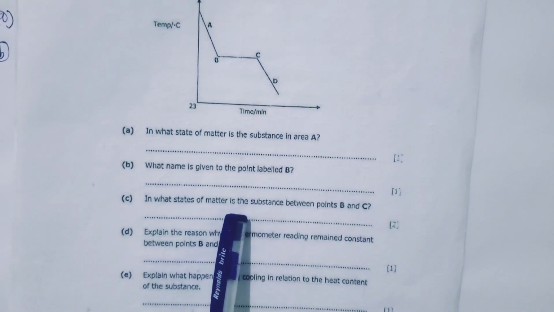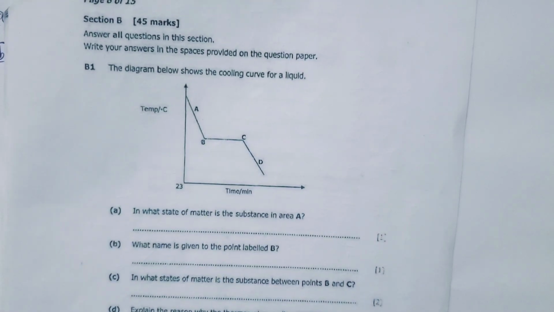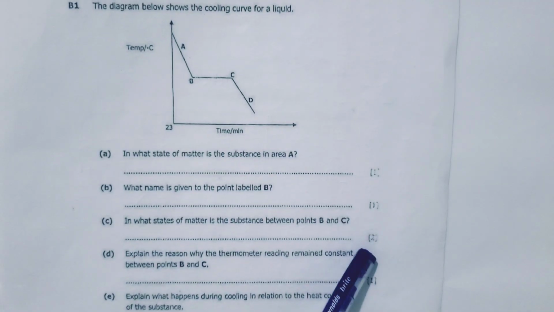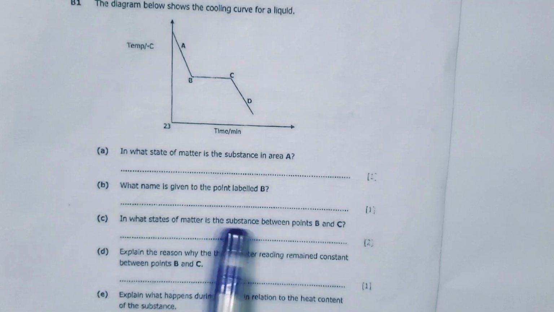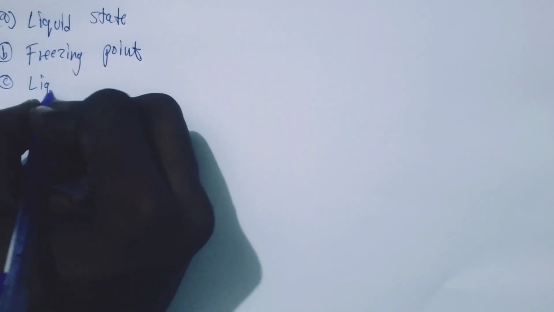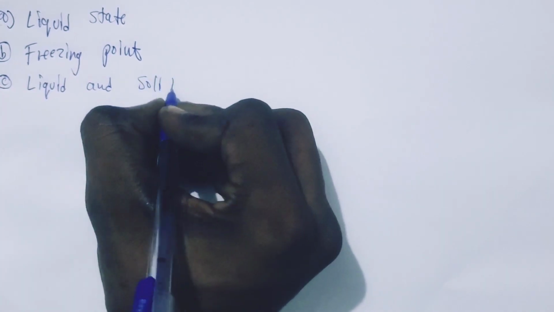Then in what state of matter is the substance between points B and C? So between B and C, what is the state of matter? And this question has 2 marks. The rest have 1 mark each, but this one has 2. So the reason for this is because I said from B to C we have a mixture of both liquid and solid. So that's where the 2 marks is coming from. So for C, we're going to say liquid and solid.